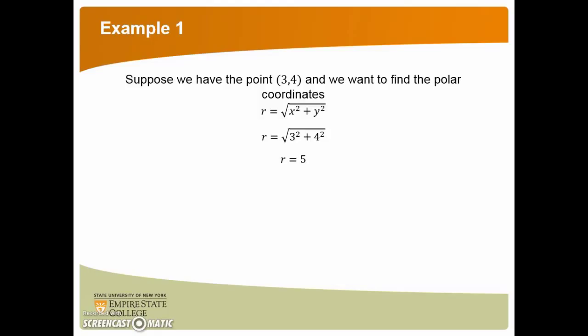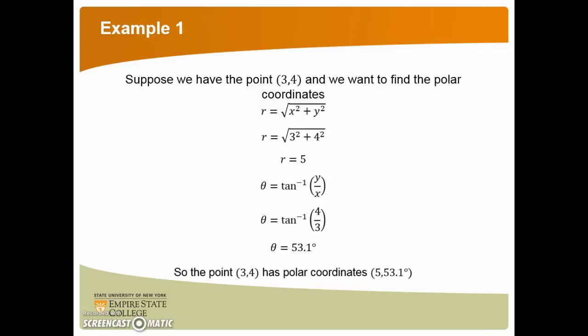Now we want to find our angle theta. Our formula is theta equals the inverse tangent of the ratio y over x. We plug in our values. This tells us that our theta is 53.1 degrees. So the Cartesian point (3, 4) is equivalent to the polar coordinate (5, 53.1 degrees). Let's look at one more example.